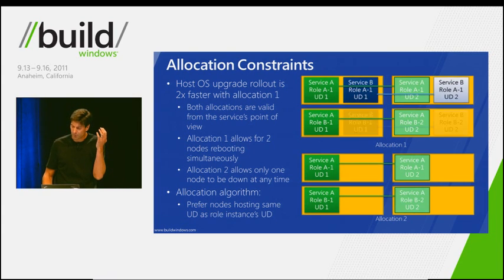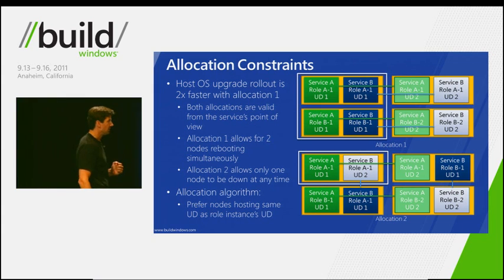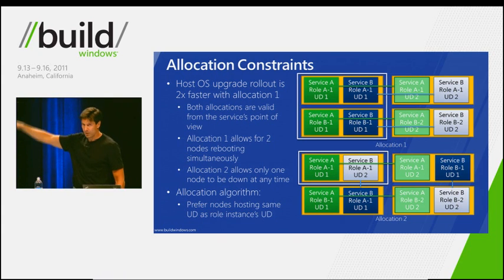I'm going to throw this up and let you do the graph theory problem here. But the second allocation, the one on the bottom, is one where we can only update one of those instances because we've got different update domains from 2 different services on the same blade. On the top one, we only have the same update domain, update domain 1. So that means we can take down 2 blades at a time: update domain 1's blades, update domain 2's blades.